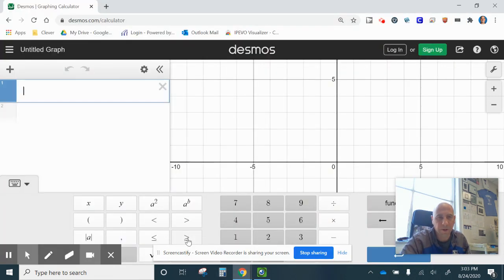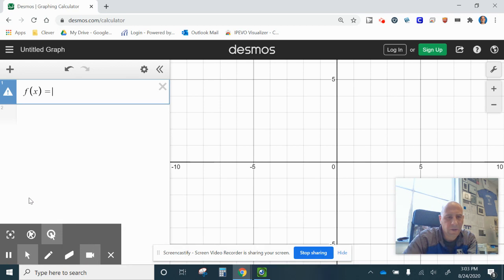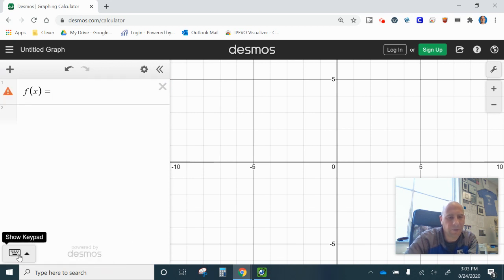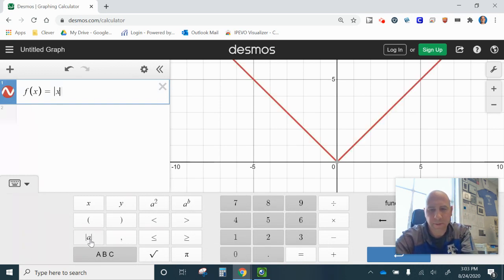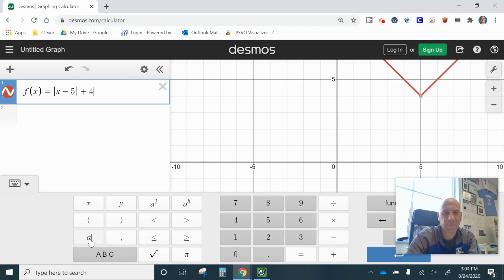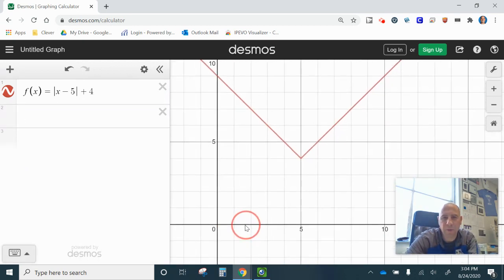So let me come to Desmos. I'm going to use f of x in Desmos. I don't think it accepts g of x. So f of x equals, I'm going to hide that. Oh, I don't need the drawing feature, so let me get rid of that. Now, this is the absolute value key. So now we're going to type that, x minus 5, click to the right, plus 4, enter. And then I'm going to minimize this, and now we have our points.